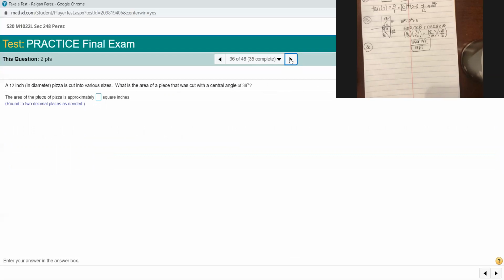All right, 36. A 12-inch pizza is cut into various sizes. What is the area of the pizza that was cut with the central angle of 38? Okay, so this was way back in lesson 1. Let me see. I remember arc length was r times theta, where theta has to be in radians. Is it 1/2 r squared times theta, maybe? That might be. Let me just look it up. I'm going to pause the video, look it up, make sure.